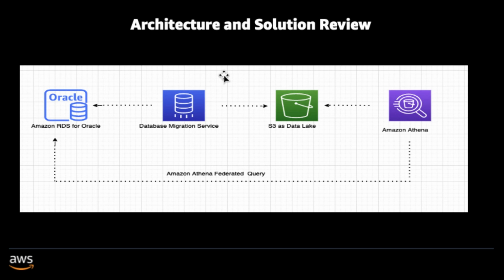Now let me give you an architecture and a solution overview. For the OLTP database, we want to just store the most recent data, for instance, 1 year of data. For data older than 1 year, we want to move it to an S3 data lake to save cost. We can use AWS Database Migration Service to migrate historical data to the S3 data lake. Then we can run ad hoc queries by using Amazon Athena, a serverless interactive query engine, on the data stored in S3. We can also use Amazon Athena Federated Query to join data stored in the database and data in S3 to provide a single view of data for advanced data analysis and machine learning.